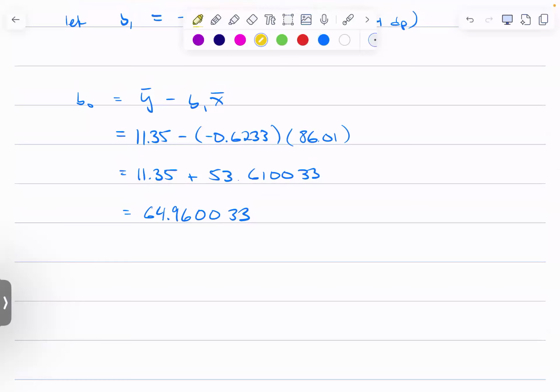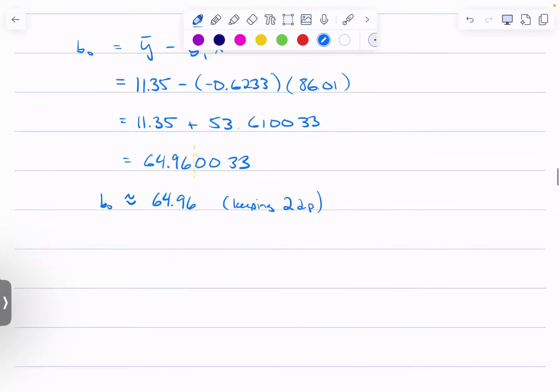Here, I kind of lose interest, and I used a rounded value for the slope already, so I'm going to round this to just 64.96, keeping 2 decimal places. I'm rounding because we're going to use the slope and the intercept in the follow-up questions, and so it's nice to not have to use the exact values.